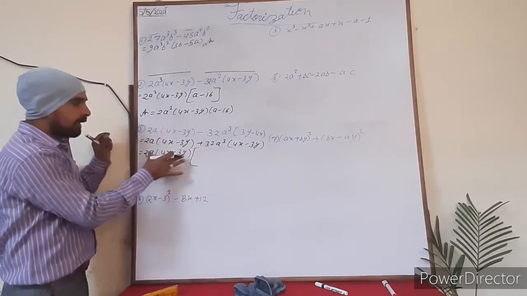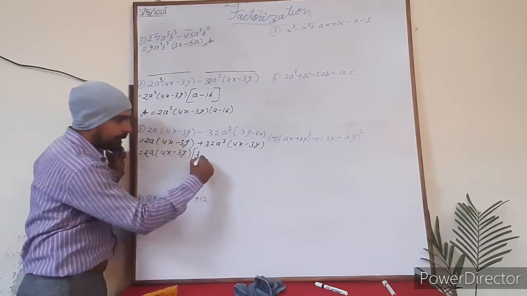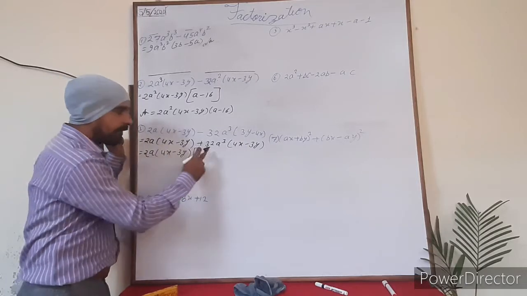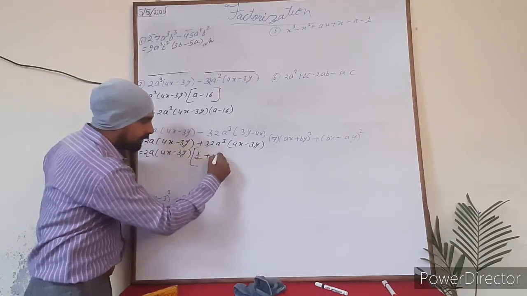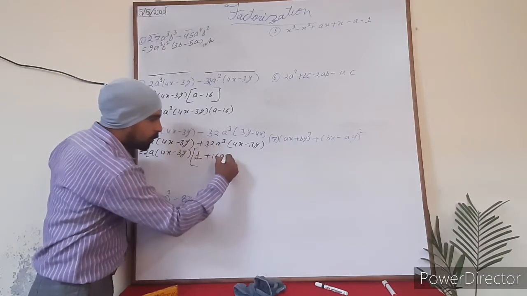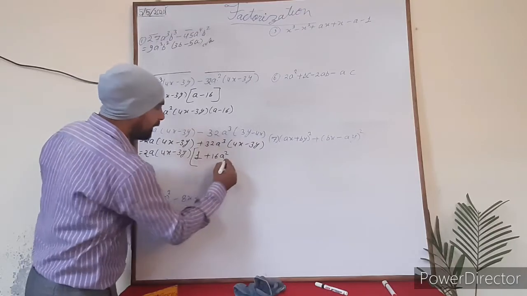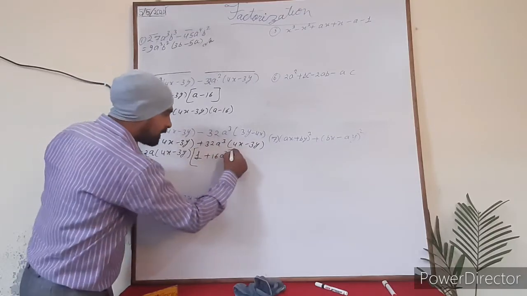So when this divides this one, it will be totally cancelled out and you will get the result 1. After that, when this 2 divides this one, you are going to get 16. When a cube is divided by a, you are going to get a square as common, and 4x minus 3y will be divided by 4x minus 3y, so that will be 1, and it is directly simplified.